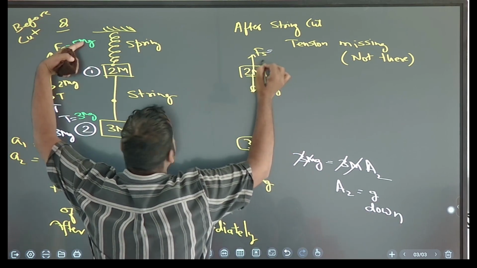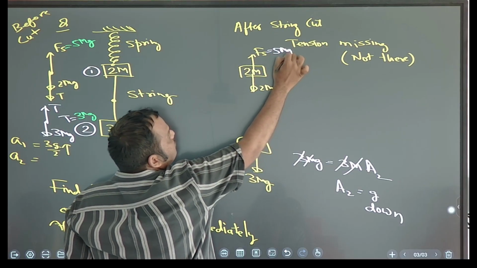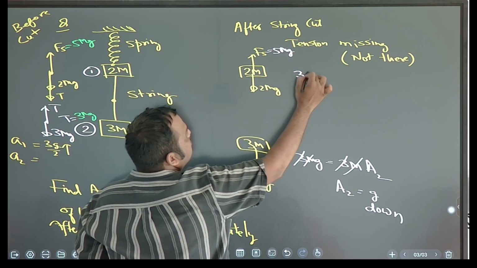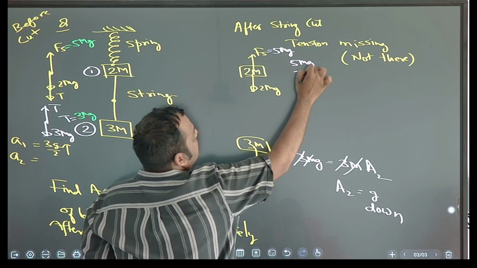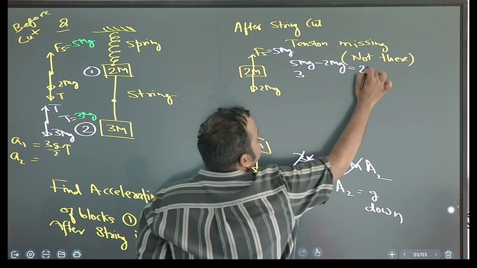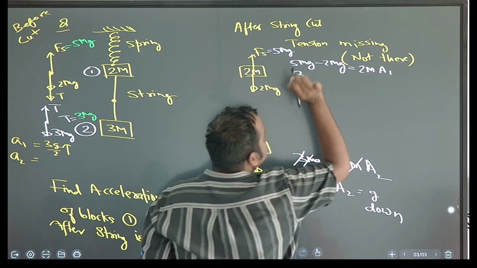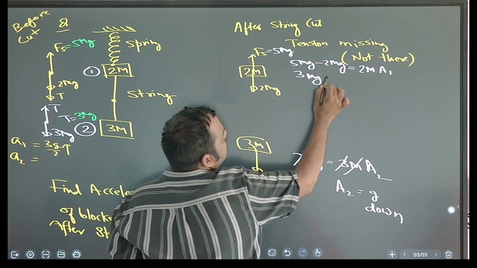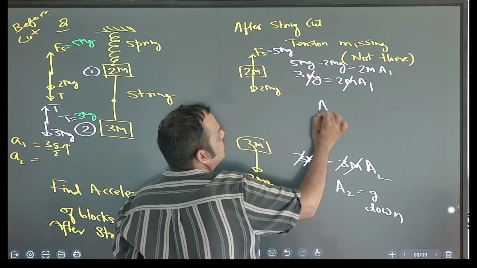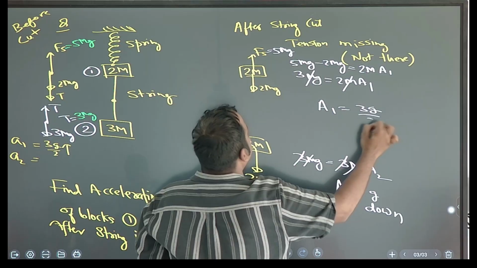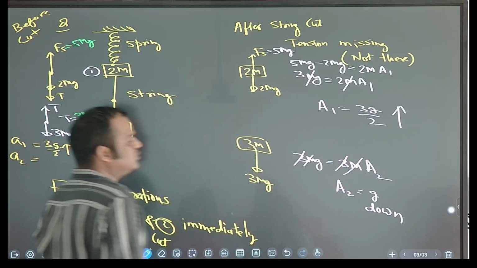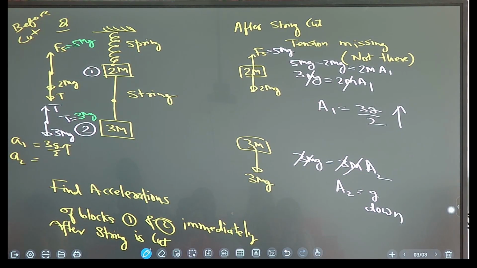Okay, for this what you write? Fs value same as before. Tell me. So what is net unbalanced force? 3 mg. Very good. So 5 mg minus 2 mg is equal to 2 ma1. So 3 mg is equal to 2 ma1. Okay, so m cancel. So a1 is 3g by 2. Okay, note down. Direction upward. Clear? So done.